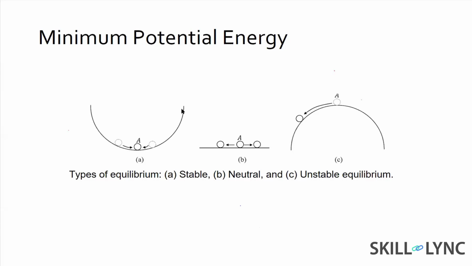So, but if you just drop the ball in the bowl and let it roll around for a while, it will finally settle here at this point. And at this point we will say that the ball is at a stable equilibrium.